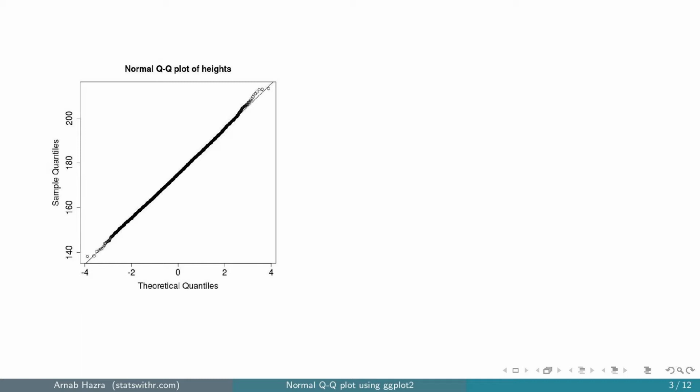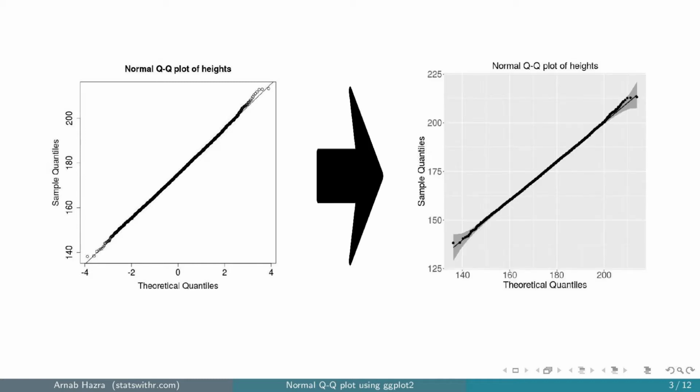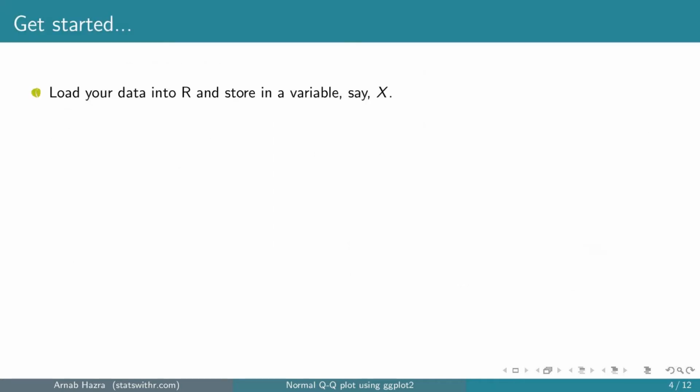Most of us are more familiar with this type of qqplot, but today, I will discuss how to create a qqplot using ggplot2. Let's start. Here, I assume that you know how to load your data into RStudio. Suppose you have a numeric vector of observations and you store it in a variable, say, x.